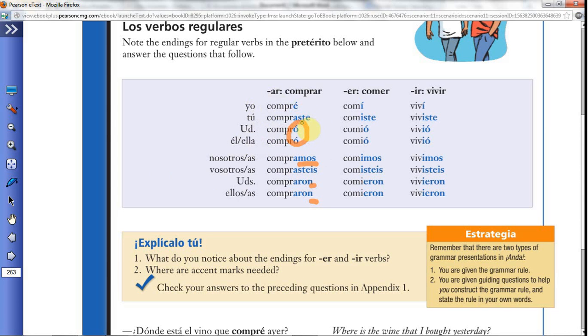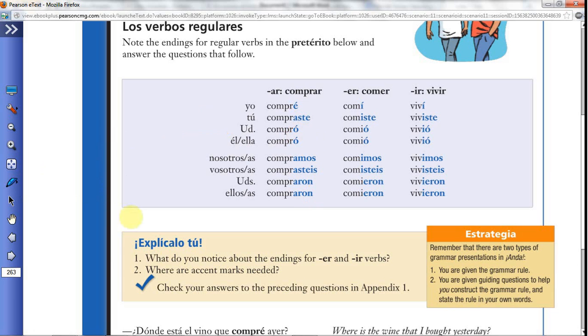So you've been used to saying yo with o in this class, but at this point you're going to have to associate the o with usted, él, and ella. The yo forms and the usted, él, ella forms, these have accents. The other forms do not have accents anywhere. Only for yo, usted, él, ella.